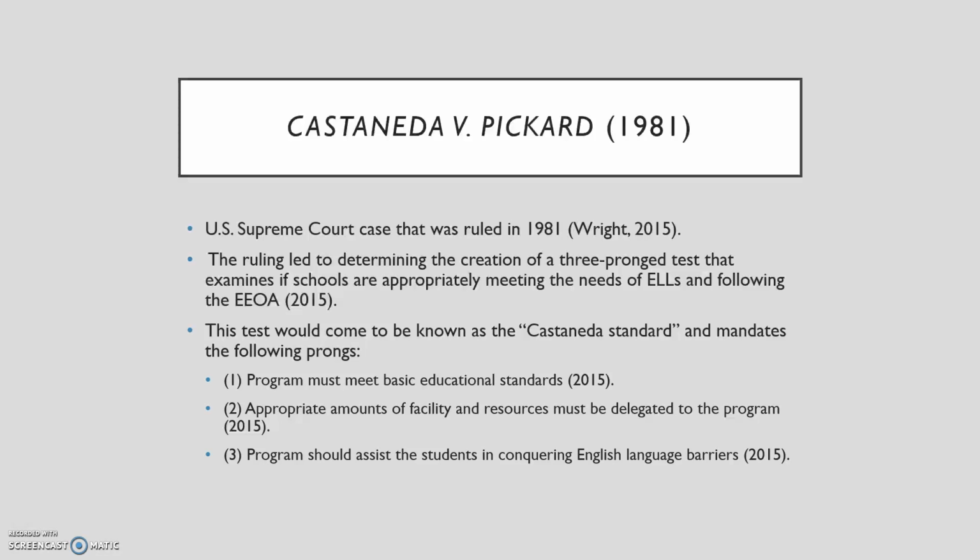The first prong states, the program must meet basic educational standards. The second prong states, appropriate amounts of faculty and resources must be delegated into the program. The third prong states, programs should assist the students in conquering English language barriers. Wright claims that although the Castaneda Standard has inadequacies, it has essentially become the law of the land in determining the adequacy of programs for ELLs.